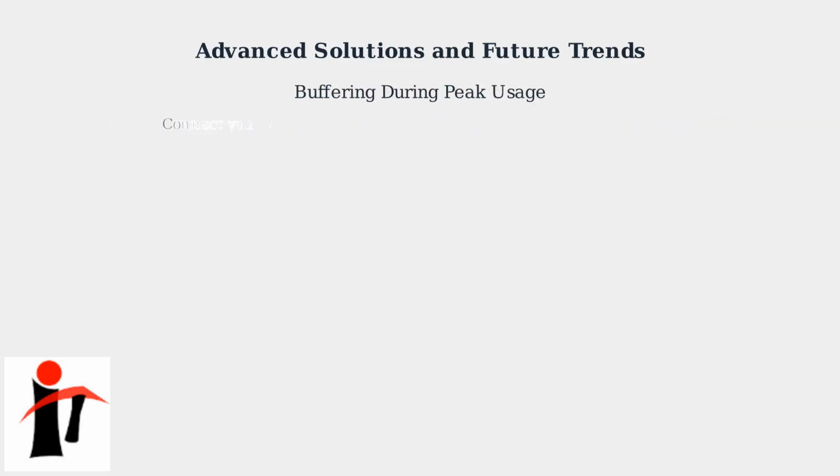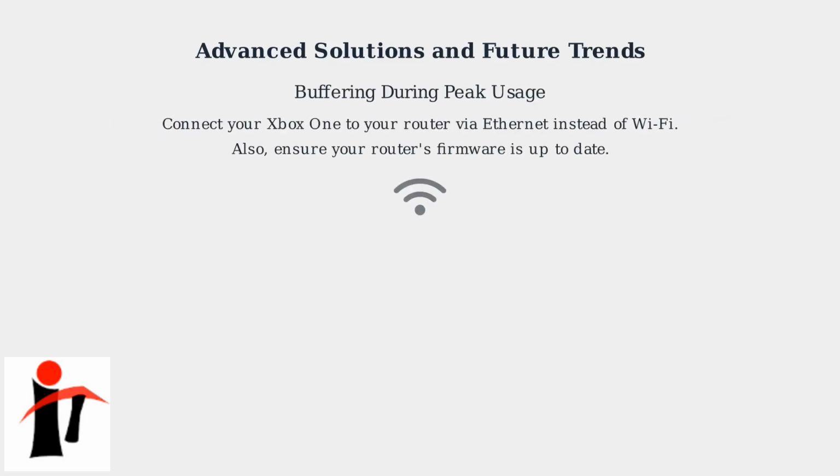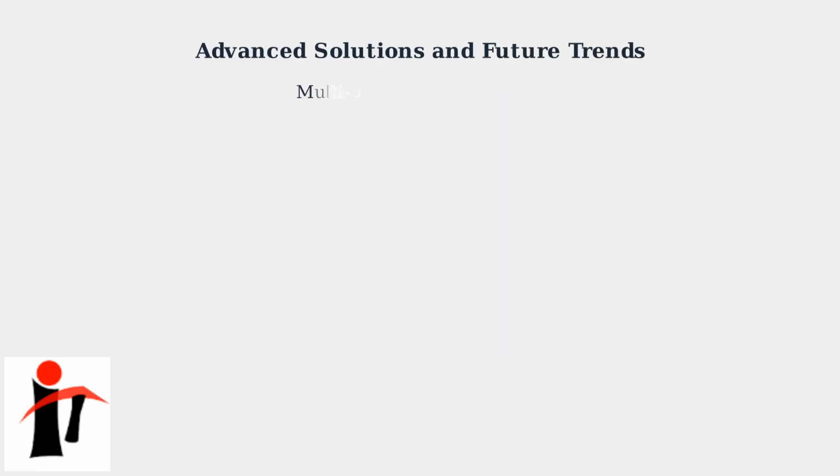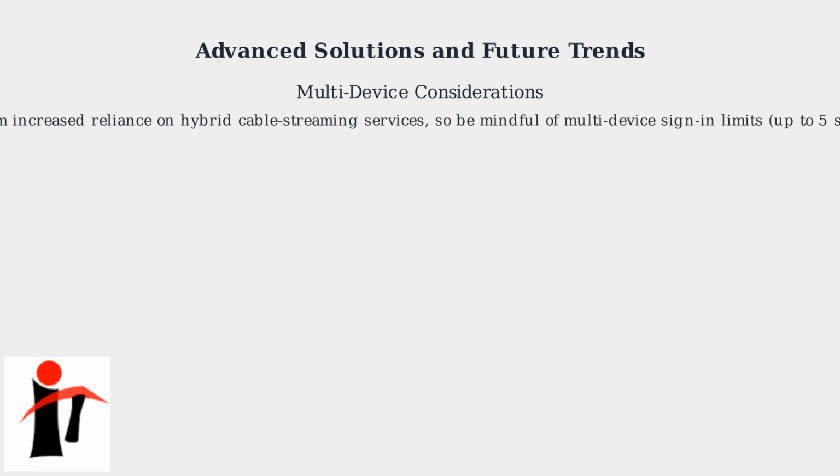If buffering occurs during peak usage, connect your Xbox One to your router via Ethernet instead of Wi-Fi. Also, ensure your router's firmware is up to date. Many issues stem from increased reliance on hybrid cable streaming services, so be mindful of multi-device sign-in limits, up to 5 simultaneous streams.